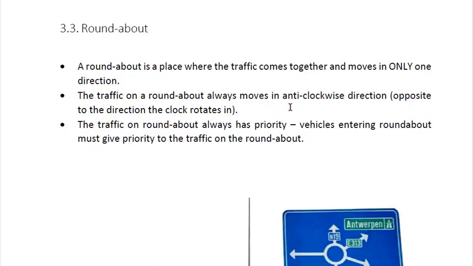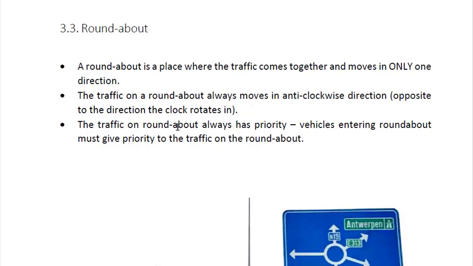Now, another important thing about junctions are roundabouts. Roundabouts where multiple roads meet. So what is a roundabout? It is a place where the traffic comes together from different roads and moves in only one direction. On a roundabout, the traffic always moves in one direction. And in which direction? It moves in the anti-clockwise direction, which is opposite to the direction of the clock.